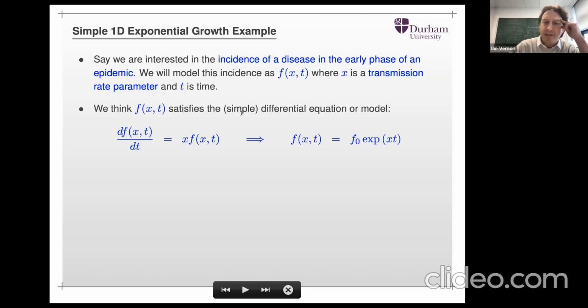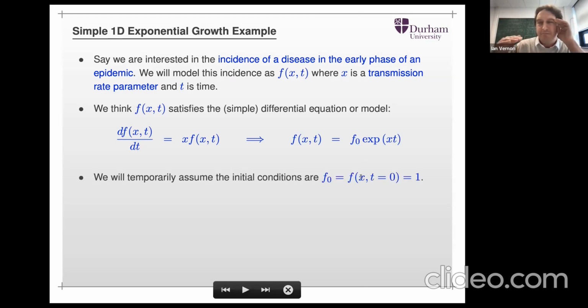So we think that f satisfies a very simple differential equation, or model. I'm going to keep it dead simple. It's the start of some outbreak, and the model has the differential equation df/dt = x f, which gives me that f is an exponential: some differential equation that incidentally represents your disease model. This is the simplest one we can do. f = f₀ exp(xt).